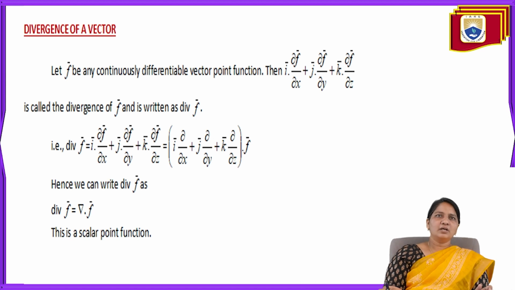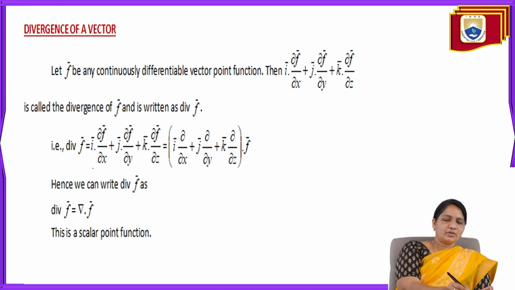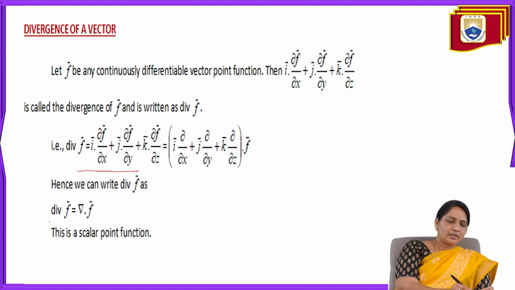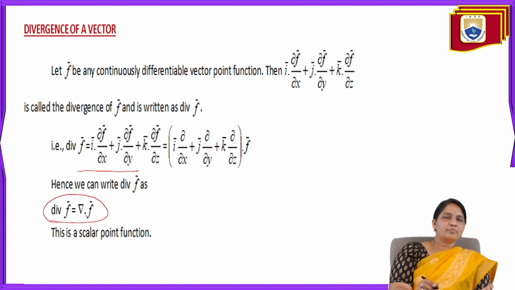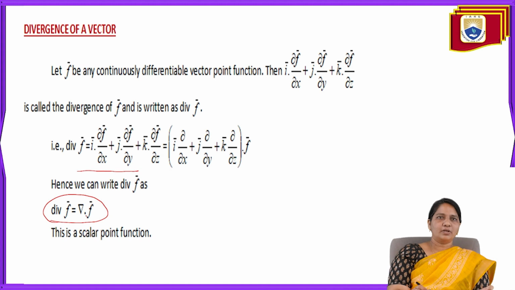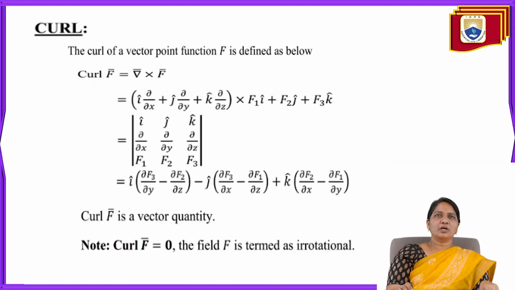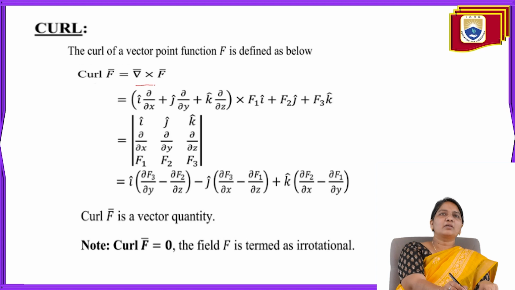We can see here, divergence of f equals i dou f by dou x plus j dou f by dou y plus k dou f by dou z. That is nothing but divergence f bar equals del dot f bar. After doing the dot product, we will get a scalar point function. Coming to curl of a vector, curl f bar equals del cross f bar.